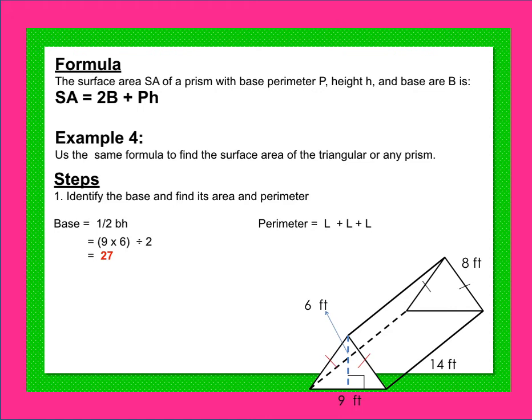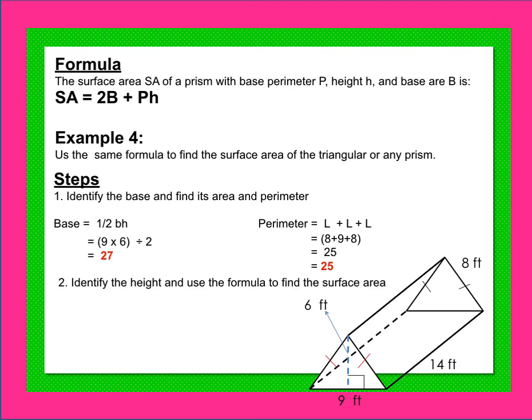Do you see the lengths of each side? The base of the triangle is 9 feet, but each side is 8 feet. I didn't know if you caught that. This is not an equilateral triangle, it's an isosceles. So if I add up 8 plus 9 plus 8, I get 25.